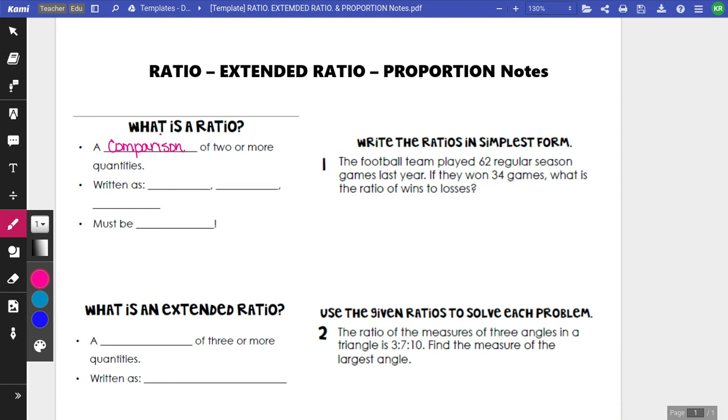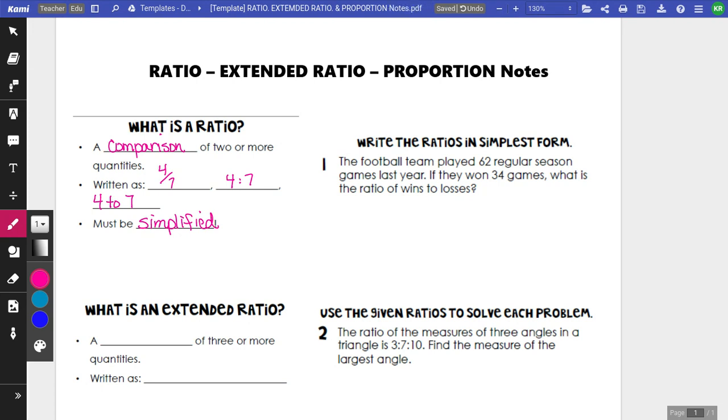So you can write it as a fraction, like 4/7. You can write it using a colon, 4:7, or you can actually write it out and say 4 to 7. You do want your ratio to be simplified, to reduce it, so don't forget to do that last step.